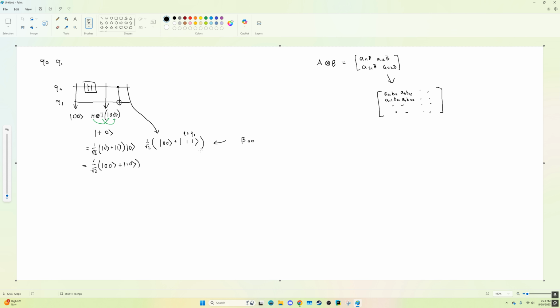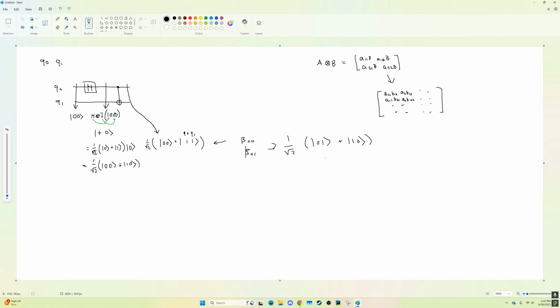There's also Bell state beta 0, 1, which would look like 1 over square root of 2 times 0, 1 plus 1, 0. These are called perfectly anti-correlated states, not uncorrelated, anti-correlated, which means they have completely opposite outcomes.